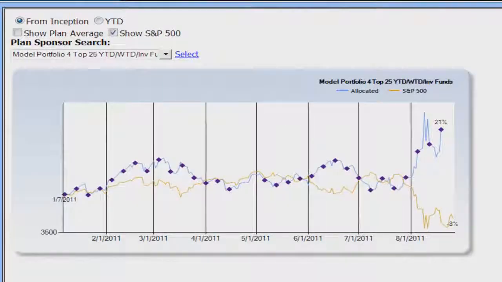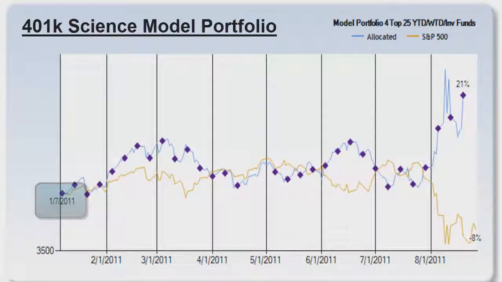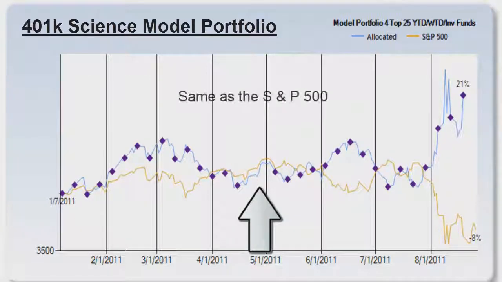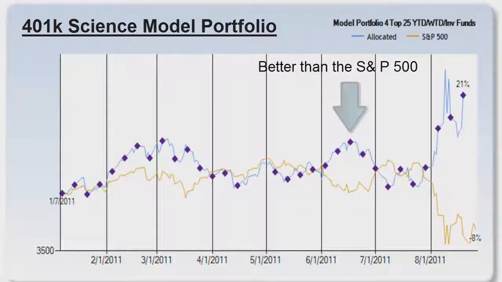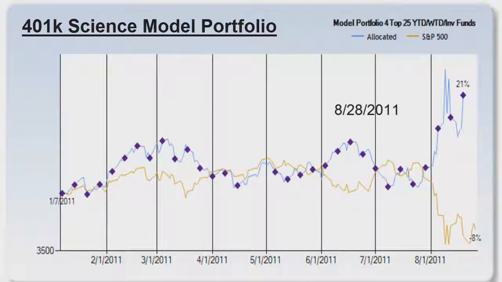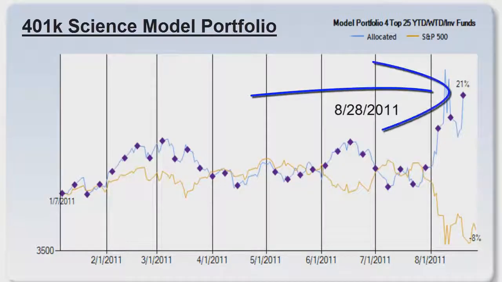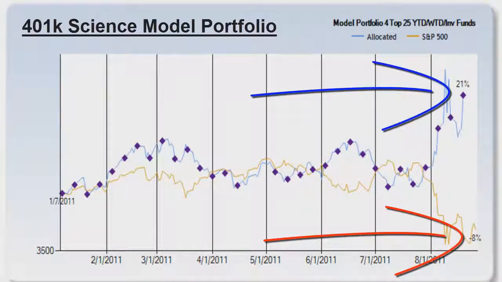You will notice in our model portfolio that starts here on 1/7 of 2011, our model portfolio goes forward in time. It's a little bit better than the S&P 500, and then it's the same as the S&P 500 and travels along with it for a while, and then it goes up again and then back to market performance. And now on August the 28th, 2011, on a Sunday when I'm making this video, you'll notice that the model portfolio here is up 21% year to date, and the S&P 500 is off 8%.